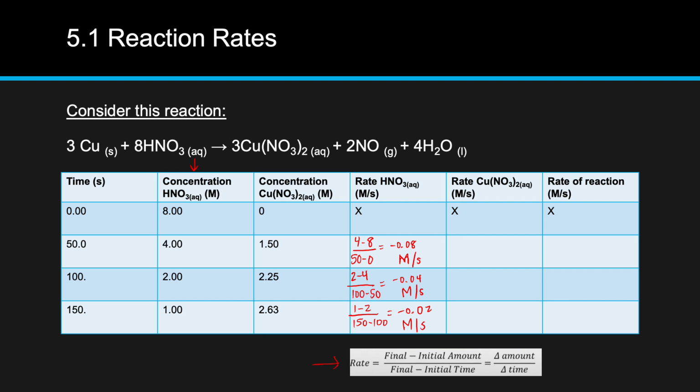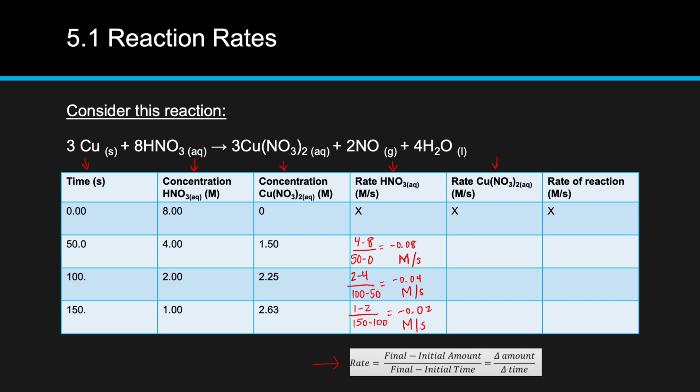So since our nitric acid is a reactant, all of the rates for nitric acid are going to be negative. So now let's do the same thing for our rate of copper 2 nitrate. So we have our concentrations of copper 2 nitrate, and then our times are going to be the same since they are the same time tables.